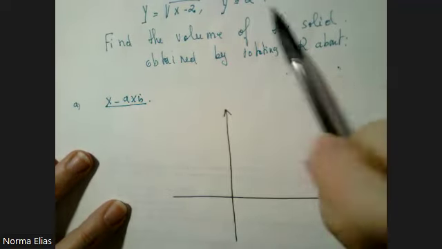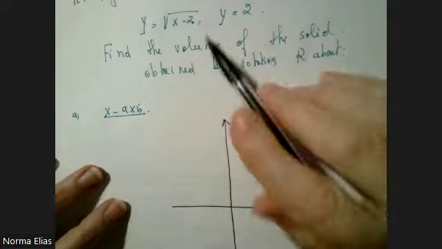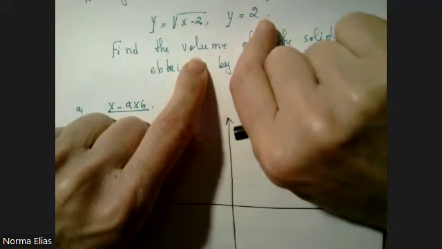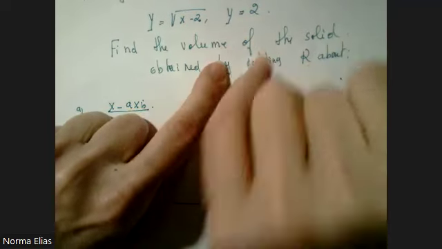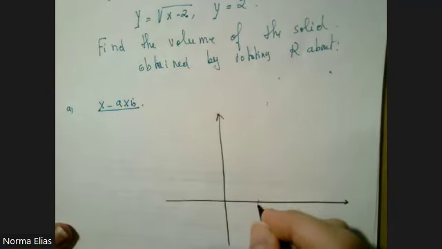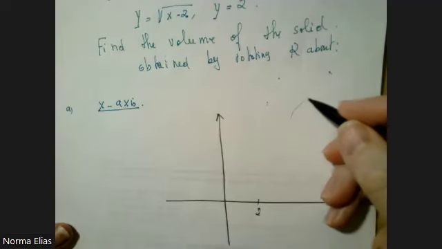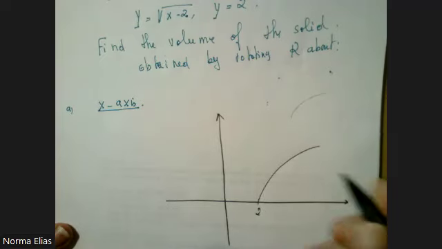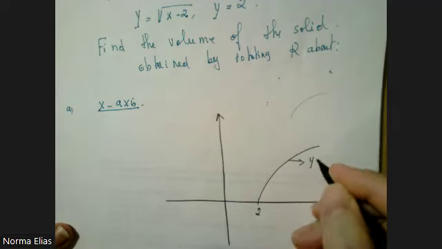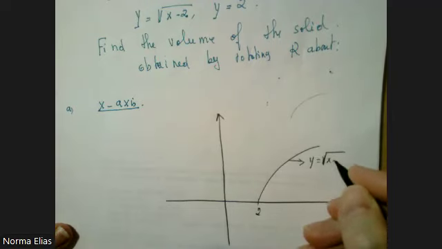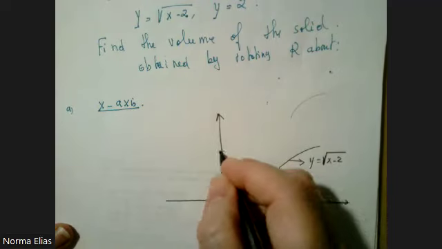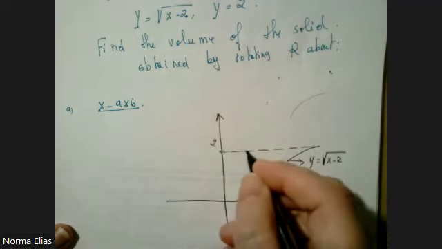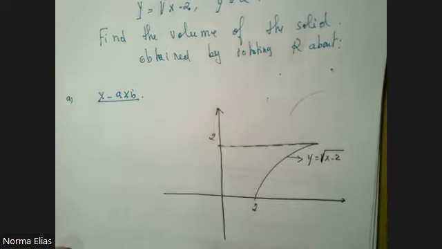Okay. Y equal the square root of x minus 2. I expect you to be able to do that. This is the square root of x shifted to the right by 2 units. So this is 2 here. The square root of x is like that. We shift it to the right. So that's the graph of the function. So this is y equal the square root of x minus 2. Y equal to 2, that's it, 2 in here. This is y equal to 2. And I am in the first quadrant, so life is easy right there. So this is the region.